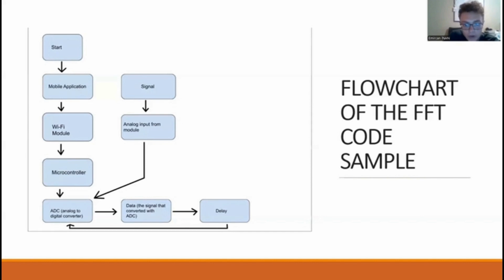Communication with the microcontroller is established through the Wi-Fi module. Meanwhile, the signal enters the system via the analog input module. The microcontroller sends the incoming analog signal to the ADC. The ADC converts the analog signal into digital data. The converted digital data is sent back to the microcontroller after a certain delay period. This process continues continuously to accurately analyze the signal and provide the necessary information to the user via the mobile application.